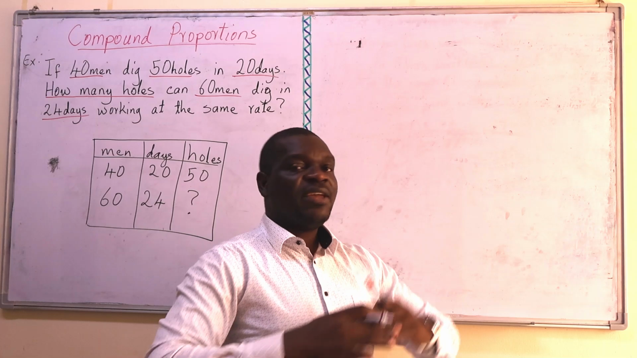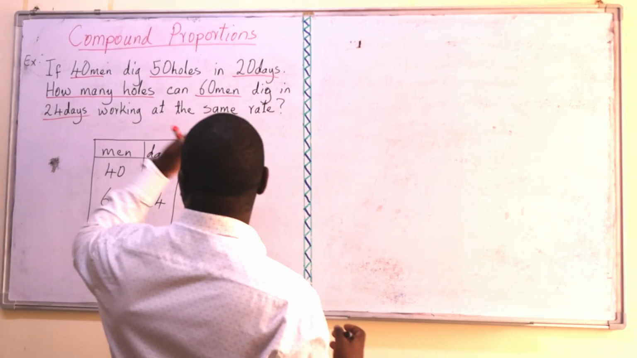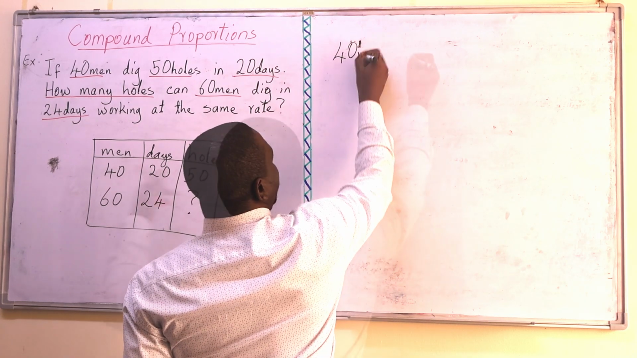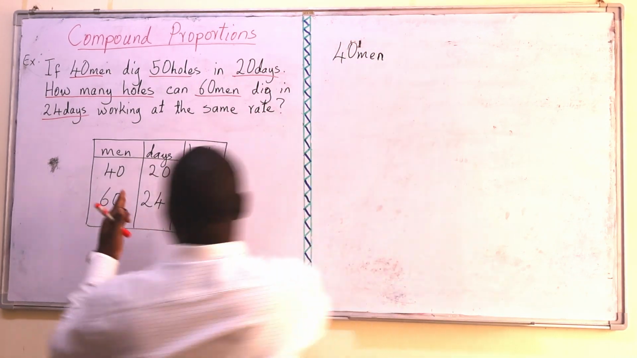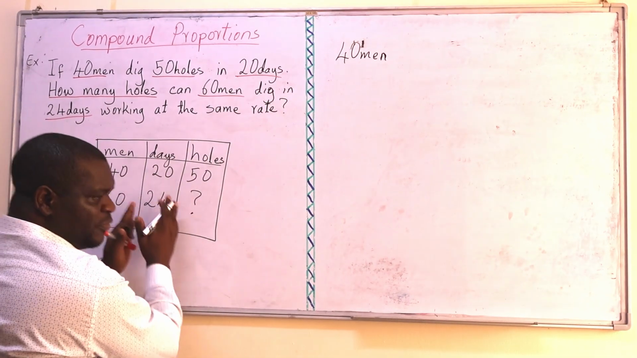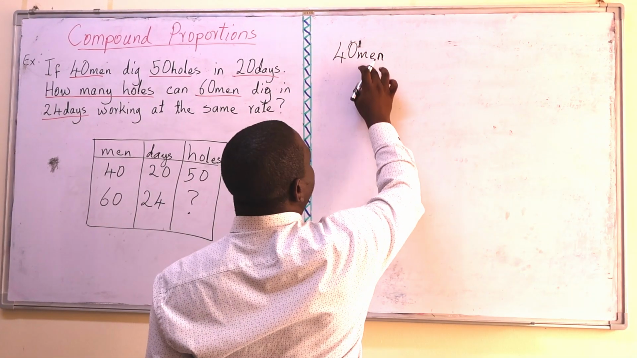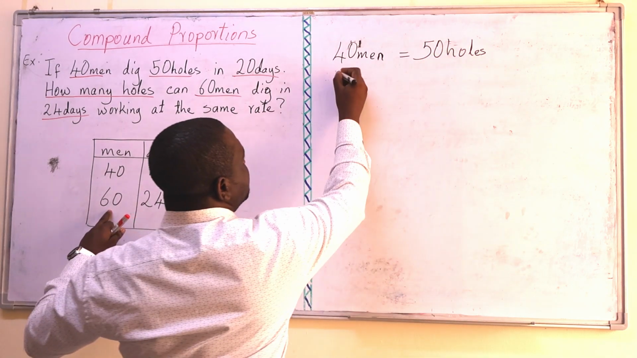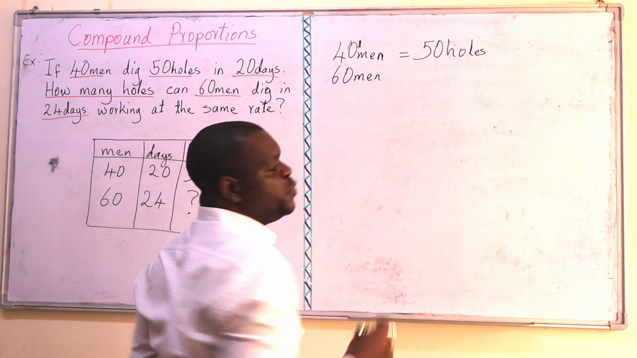It is needless making very long sentences. Just make short sentences. That is, you start with men. 40 men dig holes in. So you relate the men to holes. Just forget about the days for the moment. So 40 men can dig 50 holes. Now come to the next number of men. 60 men will do it in.